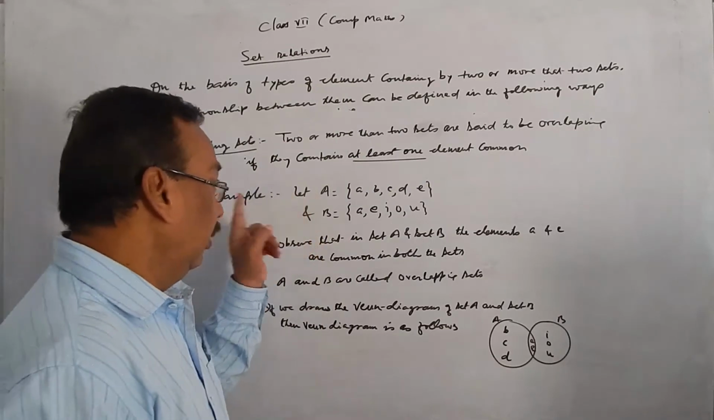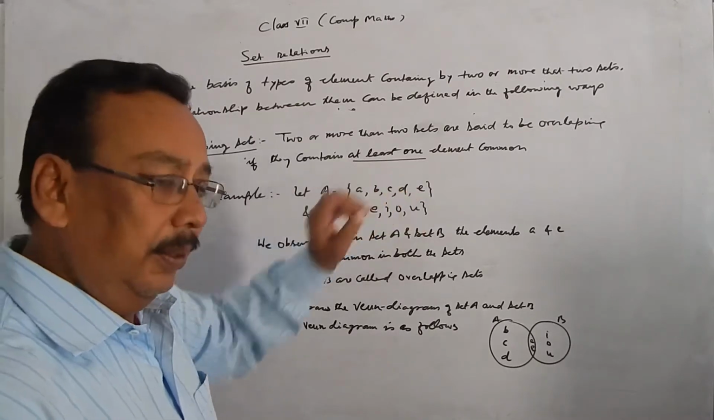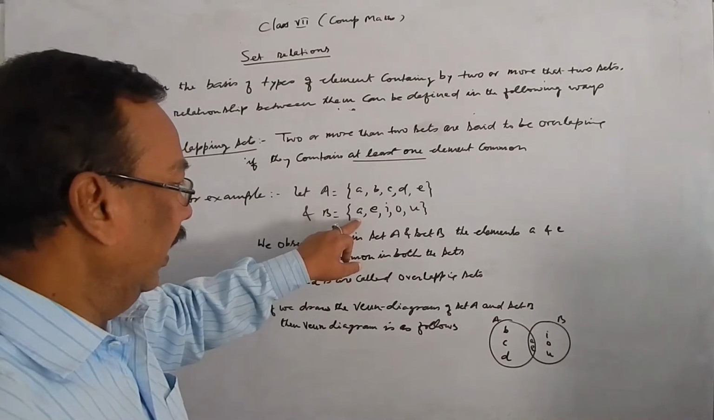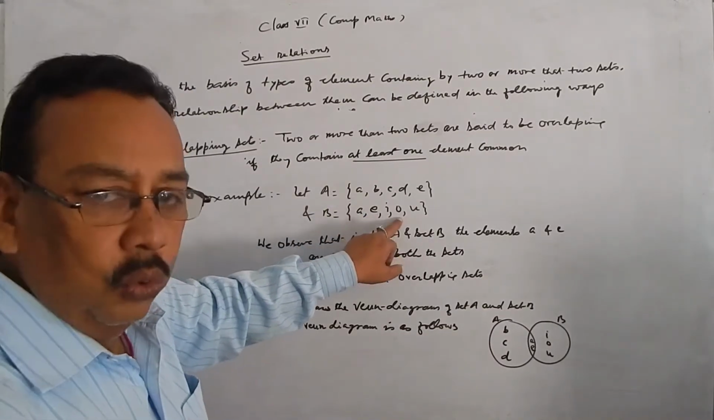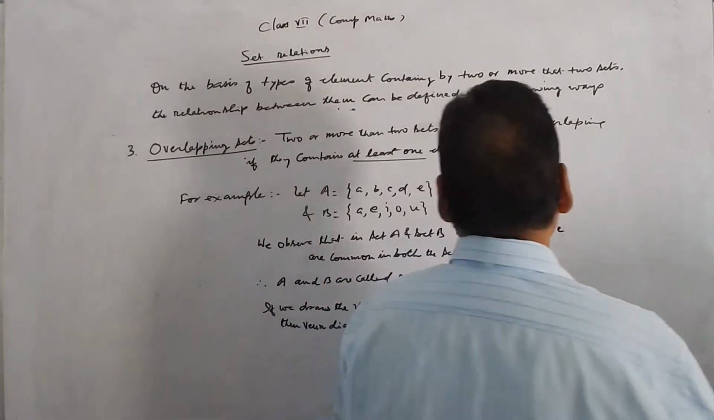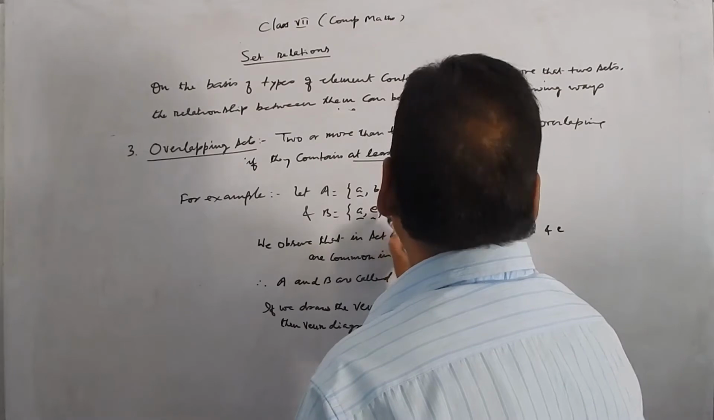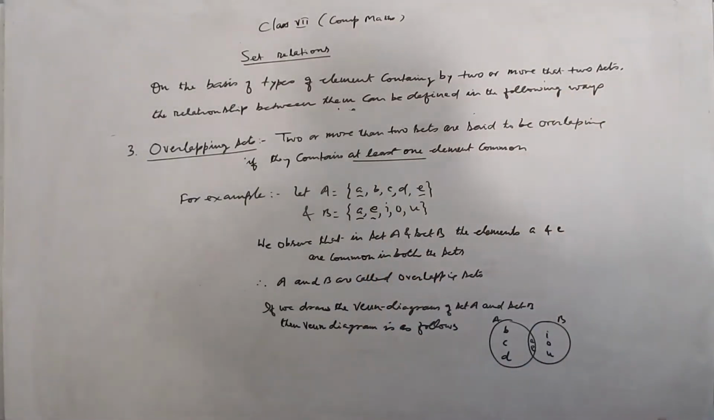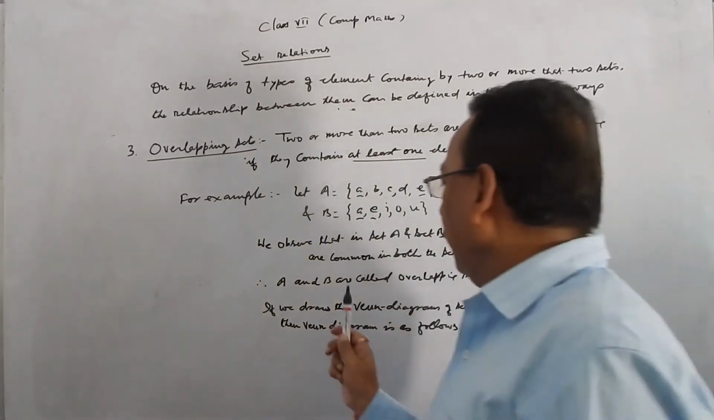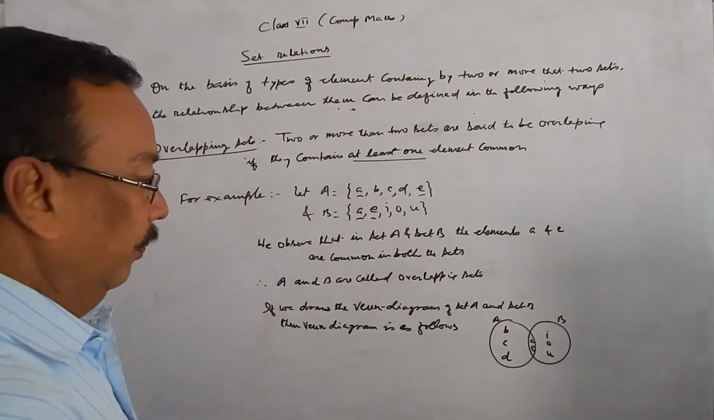So here, take the example. Set A contains a, b, c, d, e, and set B contains the vowels a, e, i, o, u. We observe in set A and set B, the elements a and e are common in both sets. It satisfies at least one. Therefore, A and B are called overlapping.